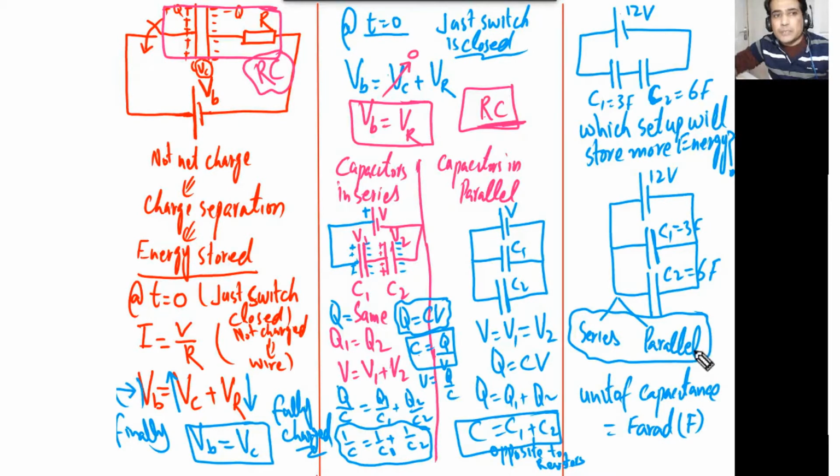So now you will answer this question without calculations, but next class we will do calculations. You can just answer this one based on capacitance. What is the C equivalent, the total capacitance? If you multiply these two and divide by the sum of them, I think you will get 2 farad. And in this other case, the C total will be equal to 9 farad.